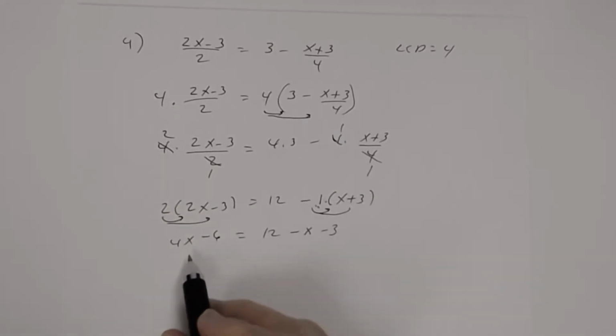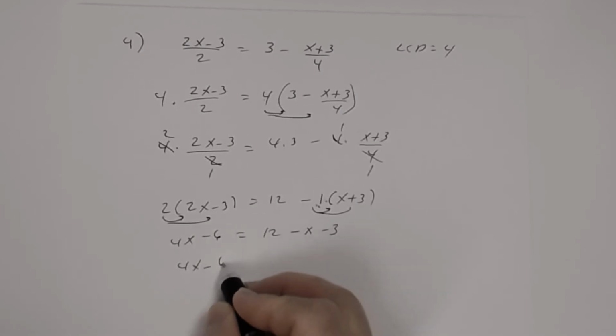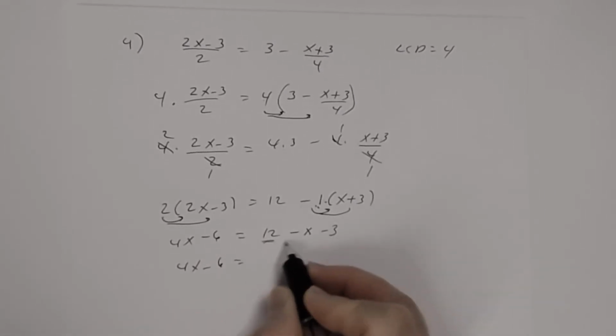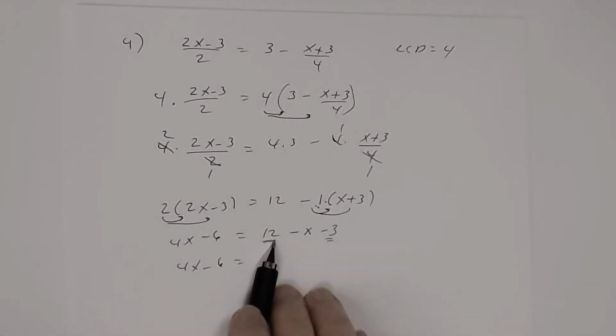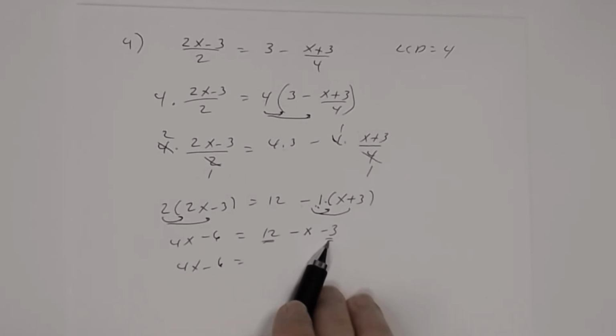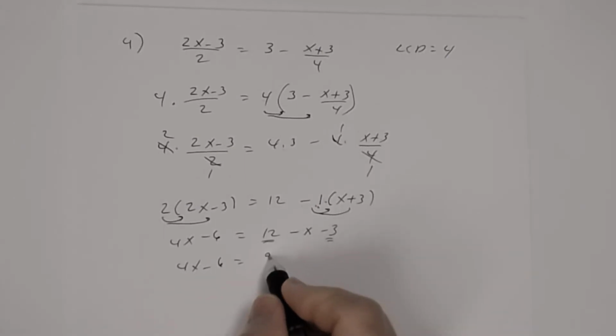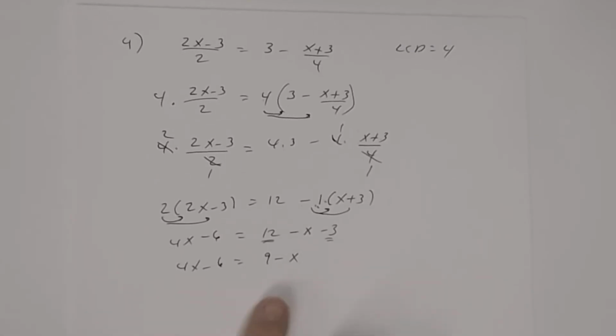So let's combine like terms. There aren't any like terms on this side, so I'm going to rewrite it. Over here, it looks like I can combine these two constants. So 12 and a negative 3 is 9. So you get 9 minus x. All right, so now it's easy to solve. The rest of it is pretty easy now.